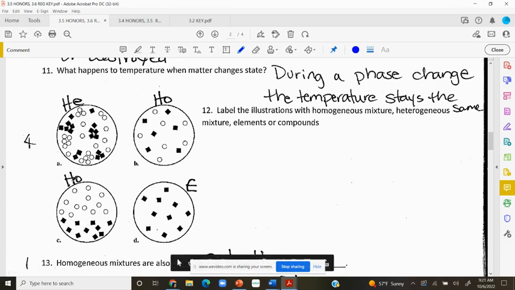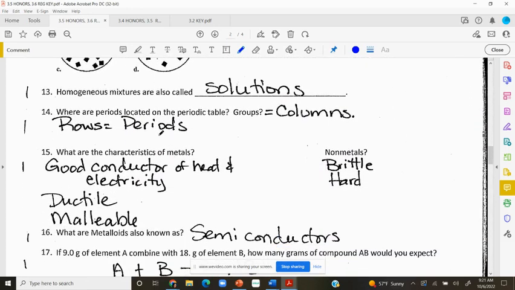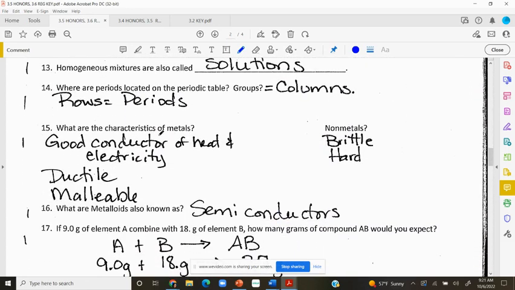You're not going to have to tell me the difference in a particle diagram between homogeneous and heterogeneous. You just have to tell me if it's a mixture or not. If it's a mixture, compound, or element. That's all you have to do. You don't have to tell me what type. Homogeneous mixtures then are called solutions.